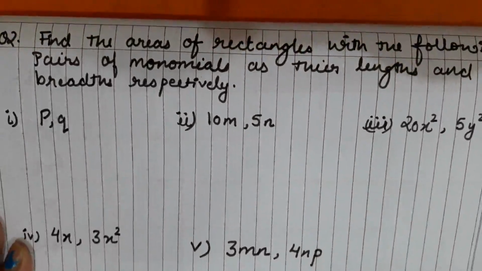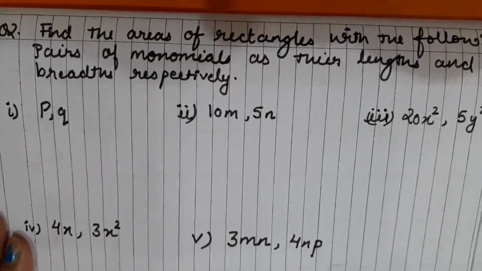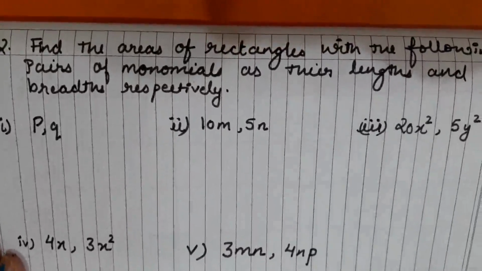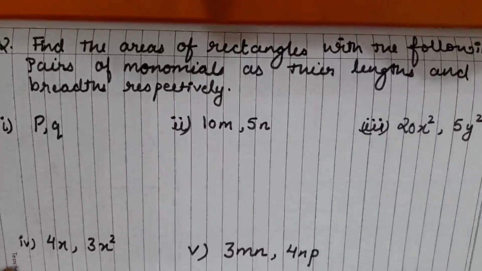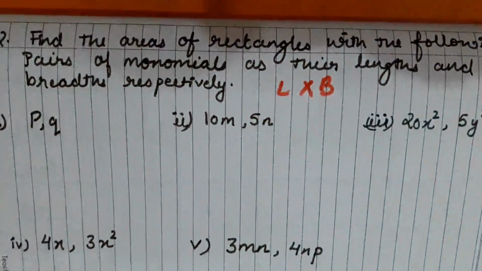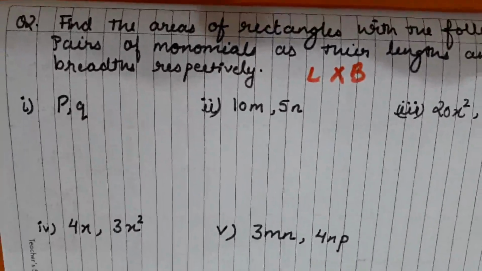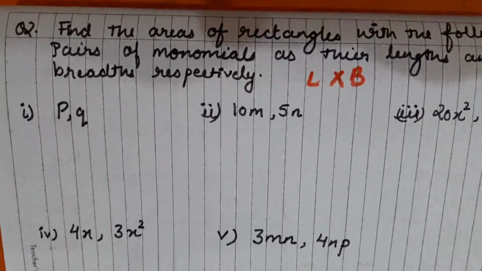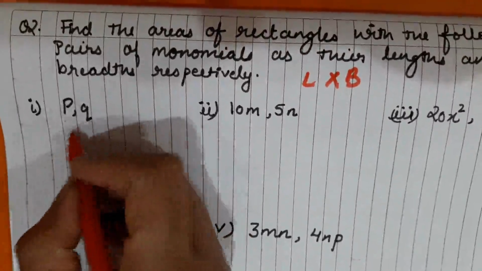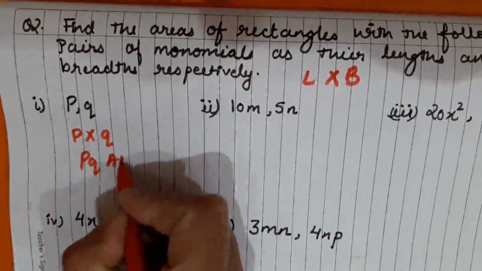Now in question number 2, find the area of the rectangle with the following pairs of monomials as their length and breadth respectively. We know that the area of a rectangle is length into breadth. In each part, length and breadth are given to you. So indirectly the question is saying that you have to multiply two expressions. p is one term, q is one term. So p multiplied by q gives you pq. This will be your answer.